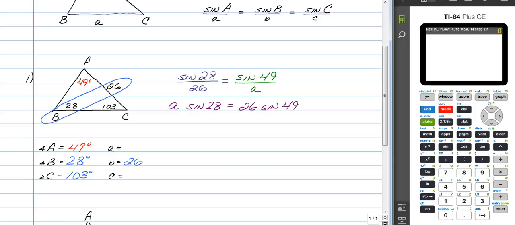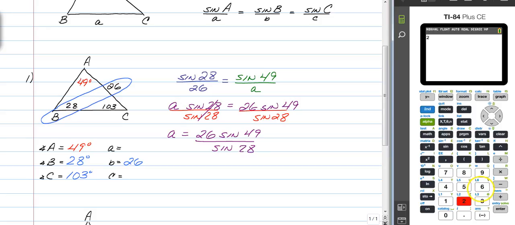If I want to get a by itself, all I have to do is divide both sides by the sine of 28. Remember, the sine of 28 is an actual number. We can type that in the calculator and get a decimal answer. But to make things easier, I'm just going to divide by the sine of 28 now. Those would cancel. So a is equal to 26 sine of 49 divided by the sine of 28. And our calculator can handle that. All we have to do is tell it what to do.